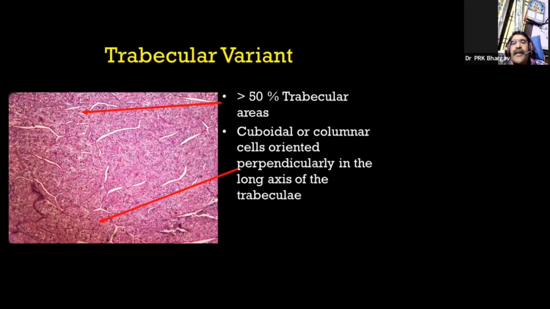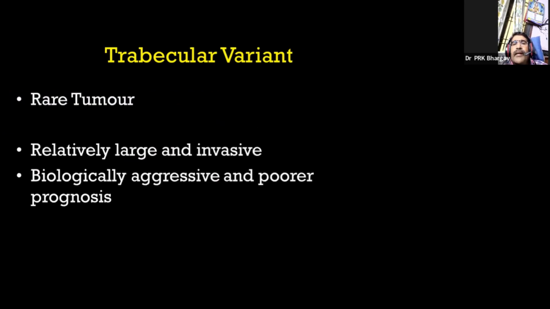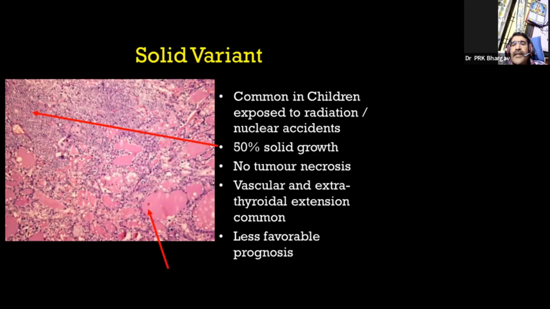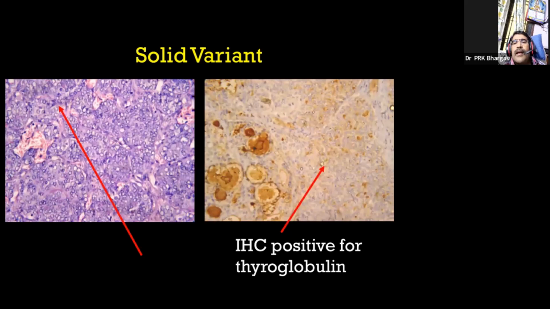Next. This is the trabecular variant, with cuboidal or columnar cells oriented perpendicularly in the form of trabeculae. Again, this is biologically aggressive with poor prognosis. The solid variant was also seen in children exposed to ionizing irradiation in the head and neck area, and also after the nuclear accident in Chernobyl. There is 50% solid growth with no tumor necrosis, but vascular and extrathyroidal invasion is very high, with a less favorable prognosis. Whenever we are in doubt, immunoreactivity with thyroglobulin will settle the issue.